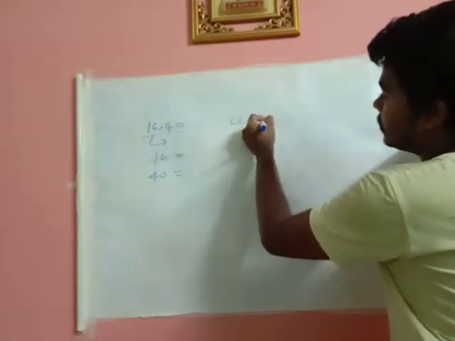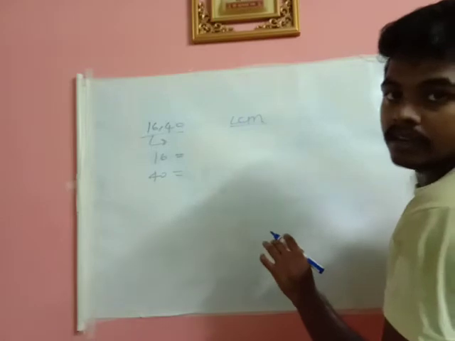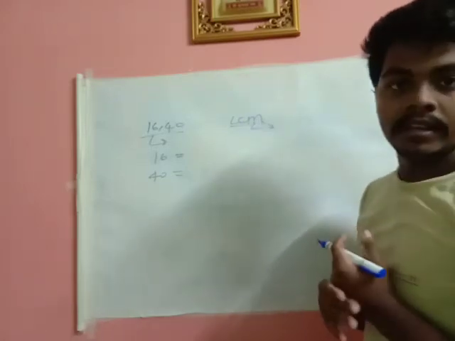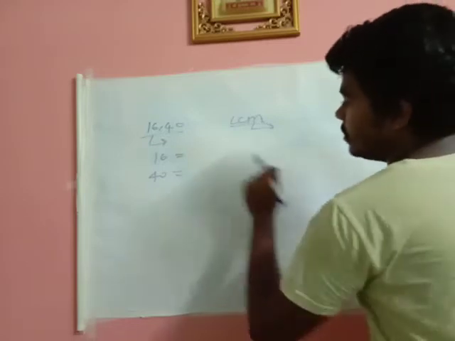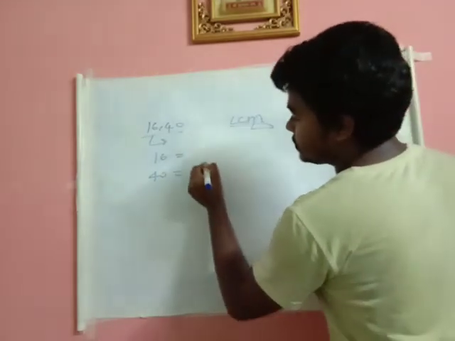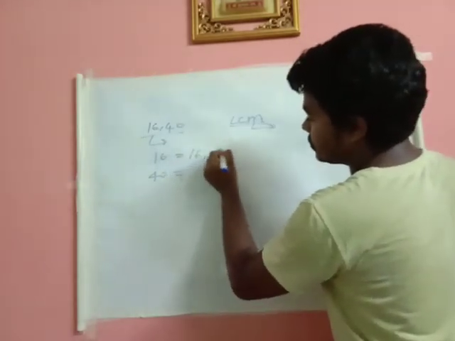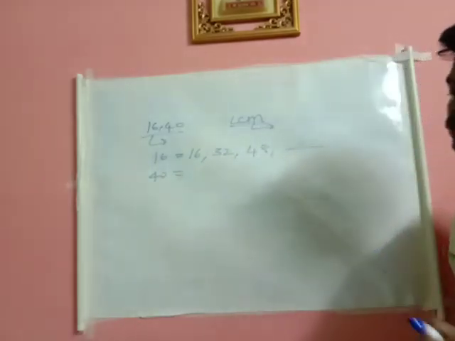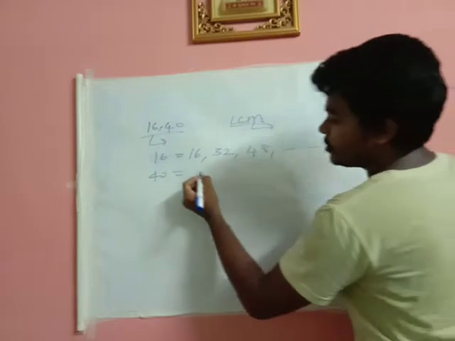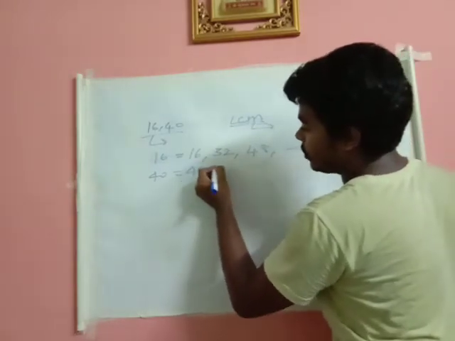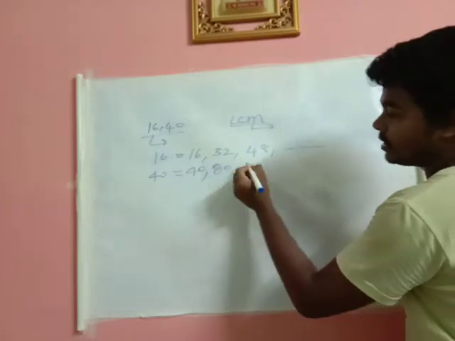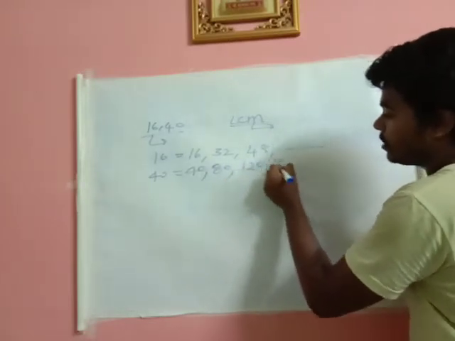LCM, least common multiple. Initially I should take the multiples. Now what are the multiples of 16? 16 ones are 16, 16 twos are 32, 16 threes are 48. So you will be doing like this. Next coming to 40: 40 ones are 40, 40 twos are 80, 40 threes are 120, 40 fours are 160.